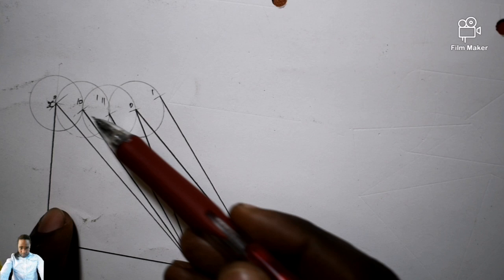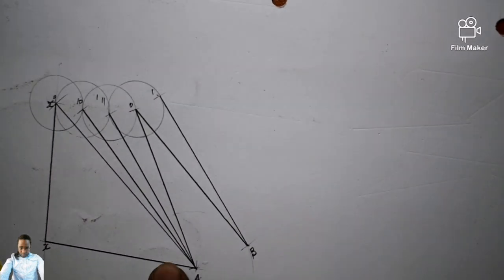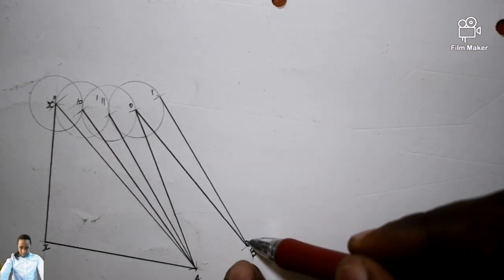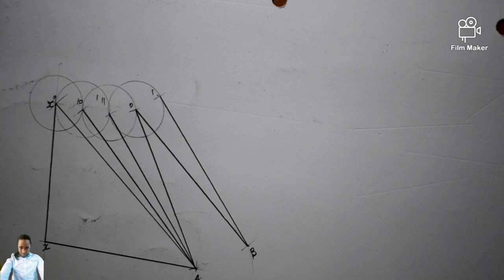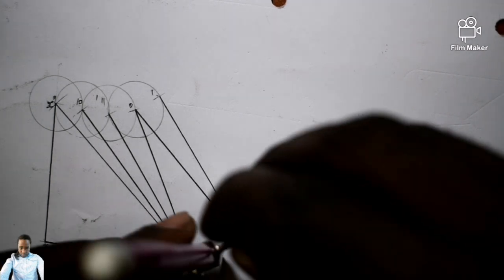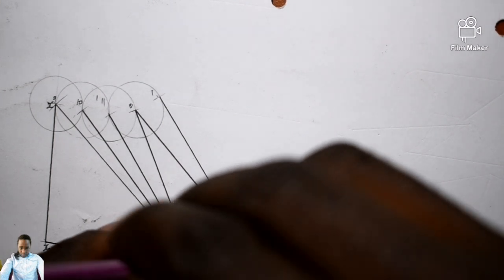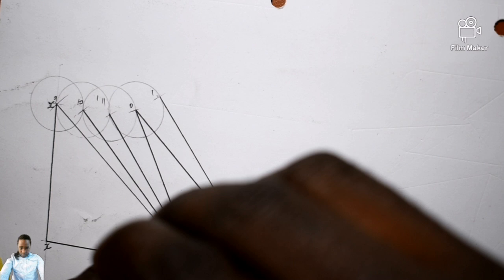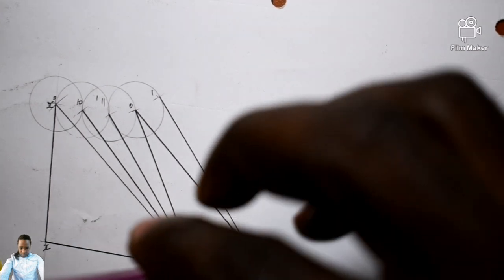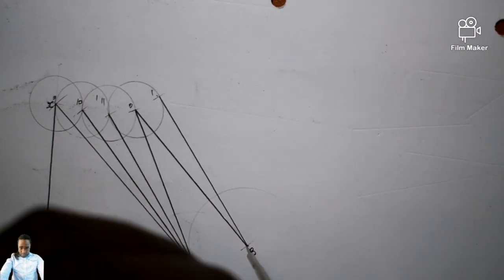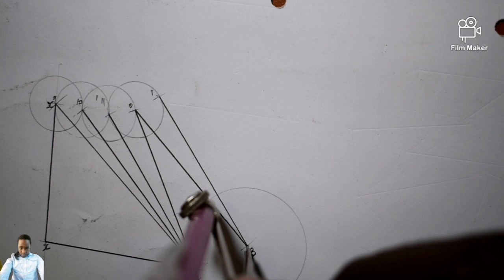Let me see, 1, 2, 3, 4, 5. So now we are going to place the drawing compass at point B, further extend to point A. Just this one. And strike an arc that's going to be like this. There you go.